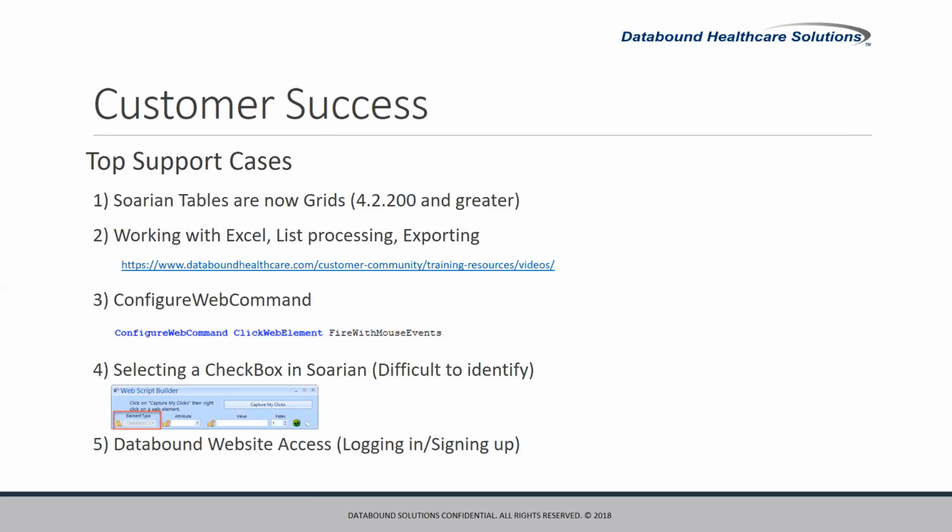The fourth one down there, selecting a checkbox in Soarian, they've been difficult to identify. Again, some of the structure of the pages changing has really made it a challenge to get some of these things to identify properly. One thing that will help is if you lock on the element type checkbox, which is kind of small, but hopefully you can see that down there in the lower left-hand corner. Kind of like we do with tables, we train people, if you're looking for a table or a grid, to select that type and lock on. It'll be easier to find it on the page.